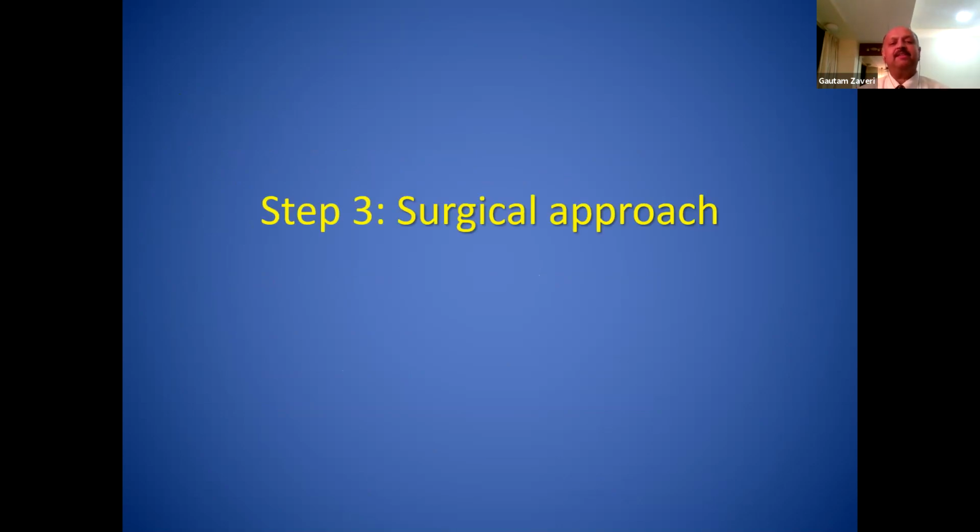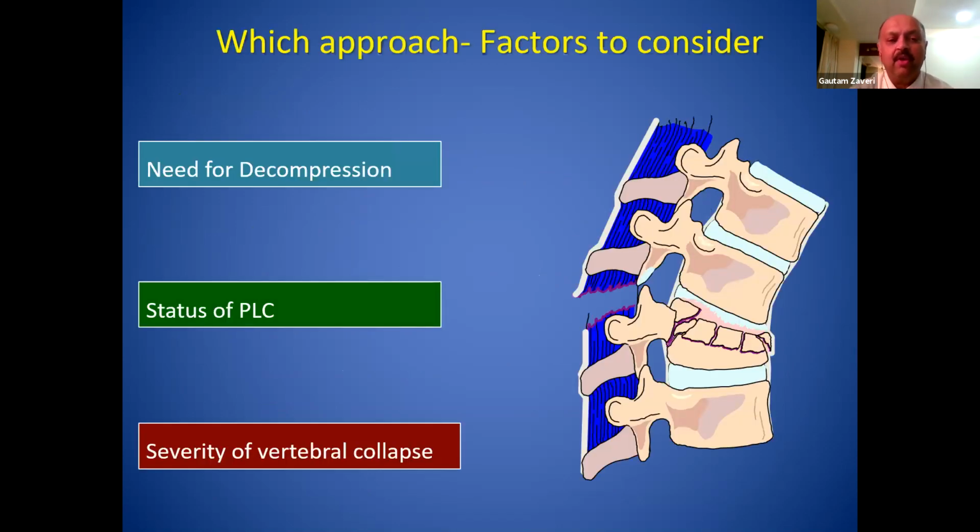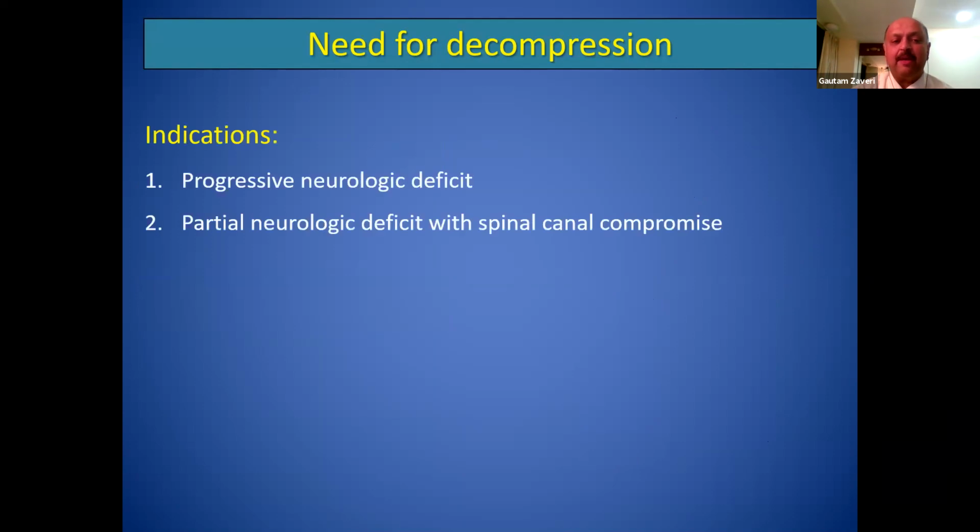The third step is the surgical approach. Should you go anterior? Should you go posterior? Or should a combined approach be used? Well, the factors to consider in decision making are, does the patient have a neurologic deficit which requires a decompression? What is the status of the posterior long ligamentous complex? Is it disrupted? Does it require reconstruction? And how bad is the collapse or the comminution of the vertebral body? Will it be able to bear the loads of the body weight? So let us look at the first one, the need for decompression.